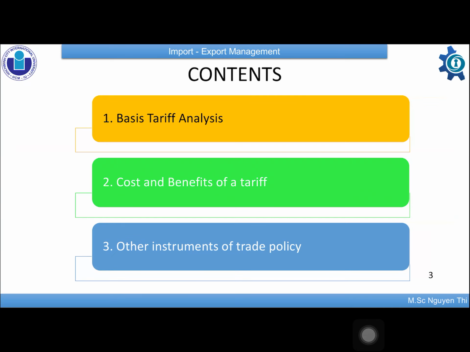To achieve those learning expectations, we will go through three main contents. The first one is basic tariff analysis, the second one is the costs and benefits of a tariff, and the final one is other instruments of trade policy. Let's go to the first one, basic tariff analysis.